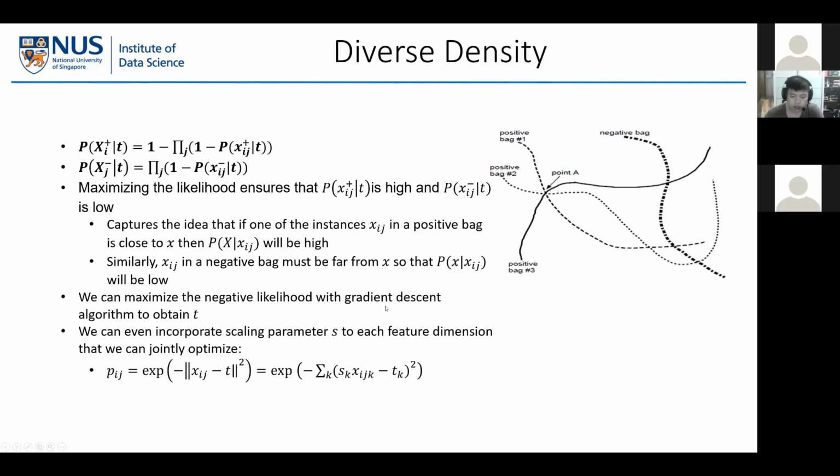And we can learn this in principle using a gradient-based method. So we define this loss function, and we just try to optimize this iteratively. We can even incorporate another parameter, a scaling parameter S, that we can learn as well to scale each feature. So with high dimensional data, maybe some of the dimensions are not very useful, we can just make them less important in this expression over here.